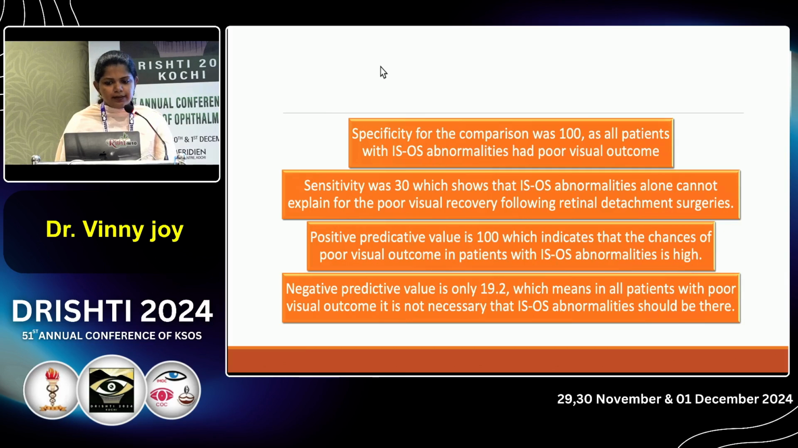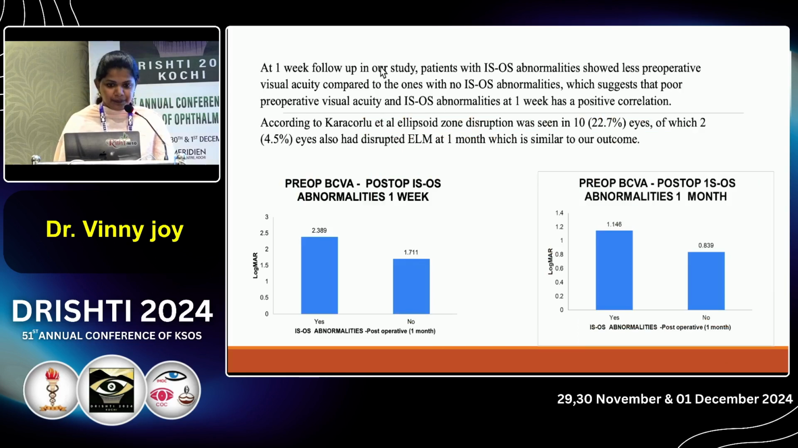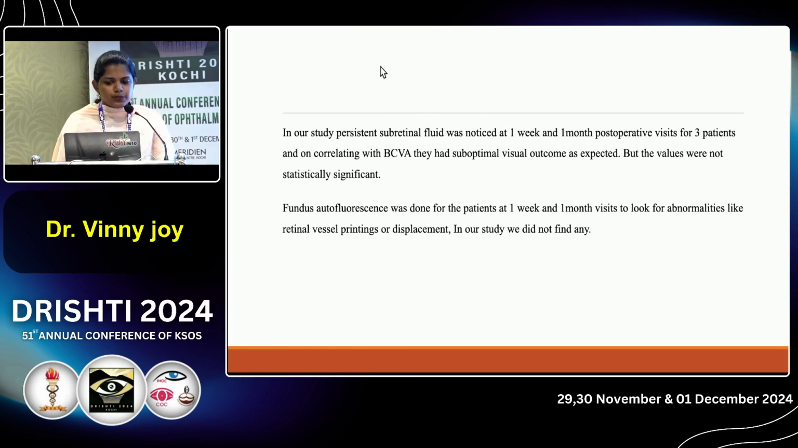Specificity for the comparison was 100 as all patients with ISOS abnormalities had poor visual outcome, but the sensitivity was less. Similarly, positive predictive value was also 100, which indicates that the chance of poor visual outcome in patients with ISOS abnormality is high. At 1 week follow-up in our study, when we compared the preoperative visual acuity with the ISOS abnormalities, it suggested that poor preoperative visual acuity and ISOS abnormalities at 1 week also have a positive correlation. Persistent subretinal fluid also was noticed at 1 week and 1 month visits, and it was also correlating with their best corrected visual acuity. We couldn't find any fundus autofluorescence findings.